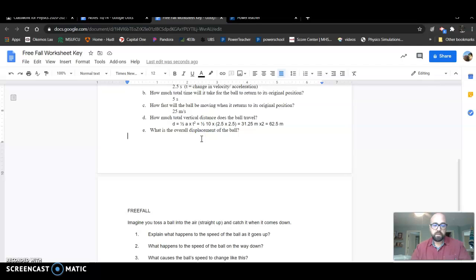Overall displacement is really more of the definition. Do you remember what displacement is? With displacement, direction matters. So if I went up 31.25, let's call that positive, and then down 31.25, which we call negative, I got a positive number and a negative number that are equal, so my overall displacement is 0 meters. Another way to think about that is the ball's right back where it started, so its overall position change is 0.